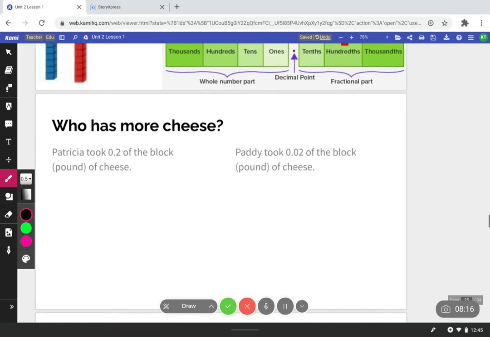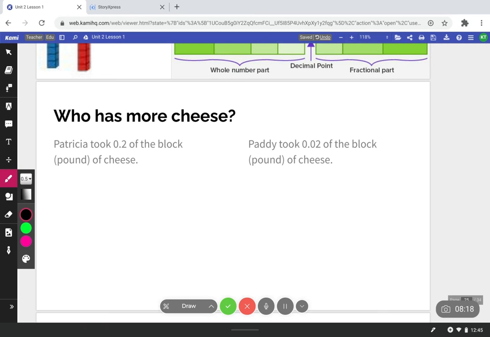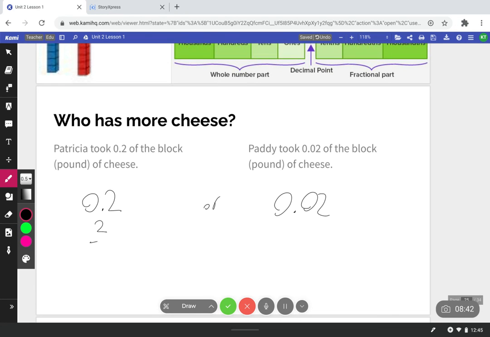Okay, so who has more cheese? Patricia, who took 2/10 of the block of cheese, or Patty, who took 2 hundredths of the block of cheese? So who has more? So the fraction version of 2/10 would be 2 out of 10. And the fraction version of 2 hundredths would be 2 out of 100.